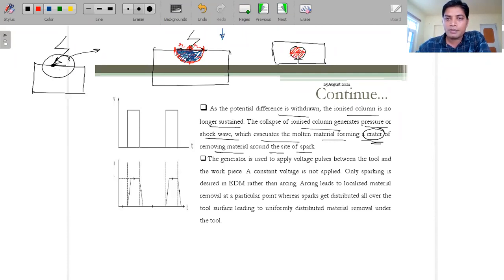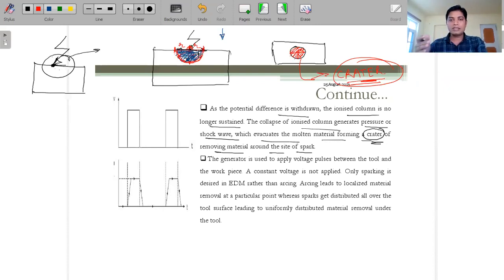Now this point exactly, we are calling a crater. Please keep in mind the formation of the crater: the material which is removed, this is due to the dielectric fluid, because the spark is generated, and that is in the form of a crater. When you see the top view, it looks like this circle, and when you see the front view, it looks like a semi sphere. Please keep in mind, guys.